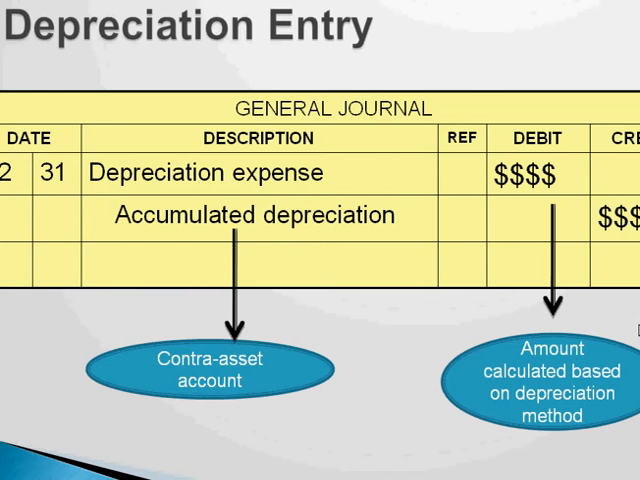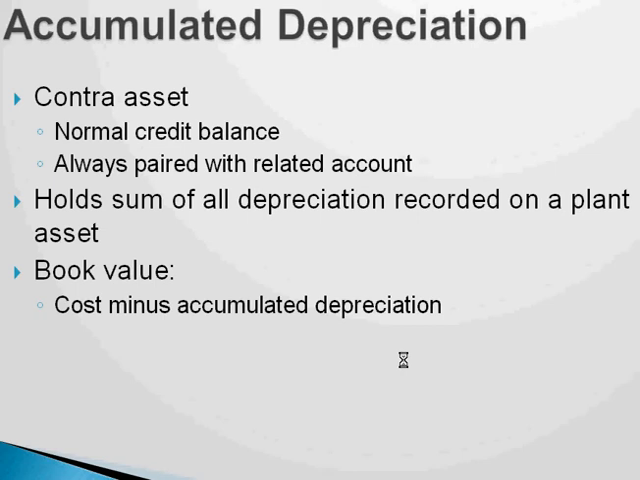And the amount of depreciation, as this little oval here tells us, is based upon the depreciation method. My example of $10,000 per year was based on a straight line method. It's contra asset, as we said. It has a normal credit balance. It's always paired with the related asset account, like the car. It holds the sum of all depreciation recorded on the asset over its life.